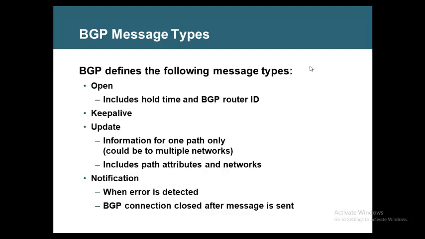Message types. I'll be showing you all these message types in Wireshark. BGP defines the following message types. Open message. This is the very first packet after the three-way handshake. Repeating again, BGP is a TCP-based protocol. So definitely the first thing that will happen is the three-way handshake.